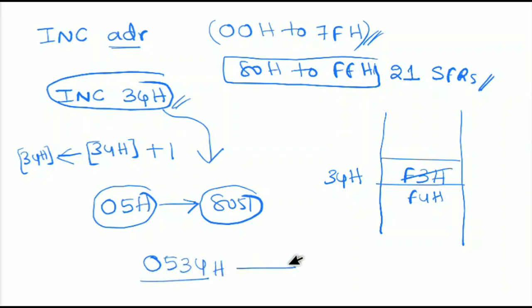So that means this particular INC address instruction will require 2 bytes of code. So that means whenever you give 0534H to the 8051, it will increment the content which is available at 34H, and again it will store it, simply updating the 34H content with the incrementation.